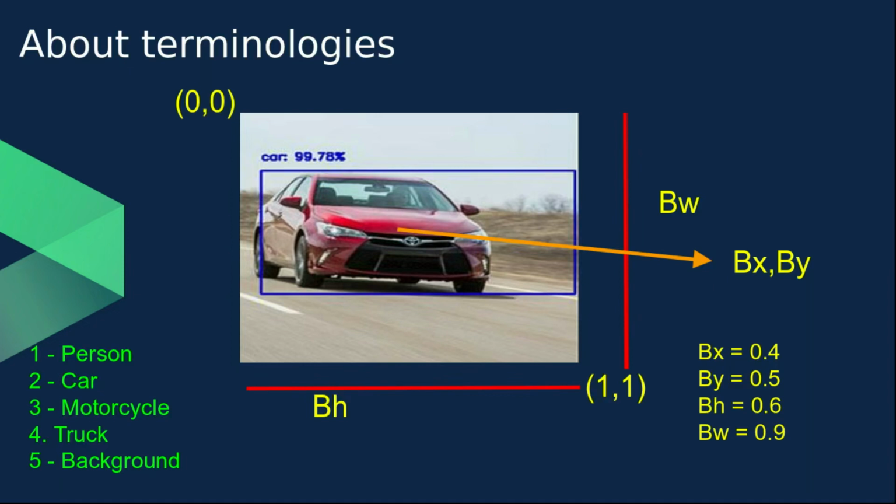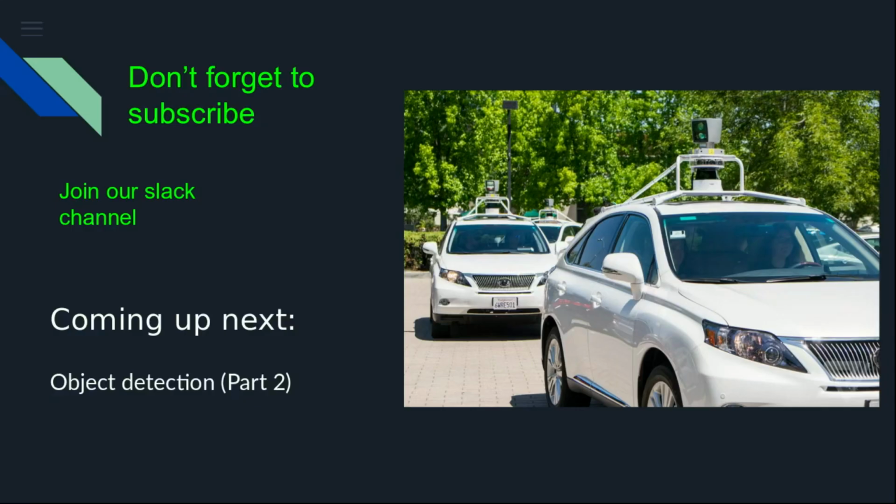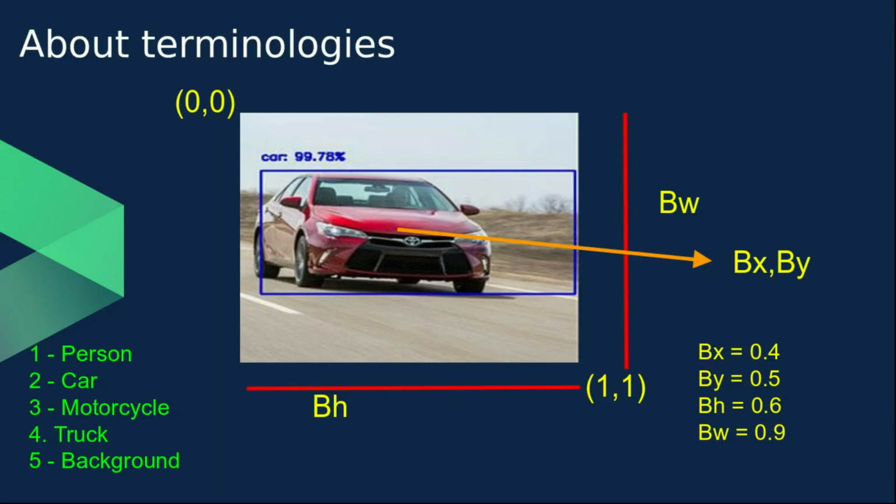So the idea is that, let's say the midpoint of the object is a little bit to the left of the middle point of the image. So I'm going to denote bx by 0.4. Then by, which is the y coordinate of the midpoint, I'd say 0.5, and then the height bh is around 0.6 and the width bw is 0.9, since it contains almost all of the width of the picture. And so that's it for object detection with localization.